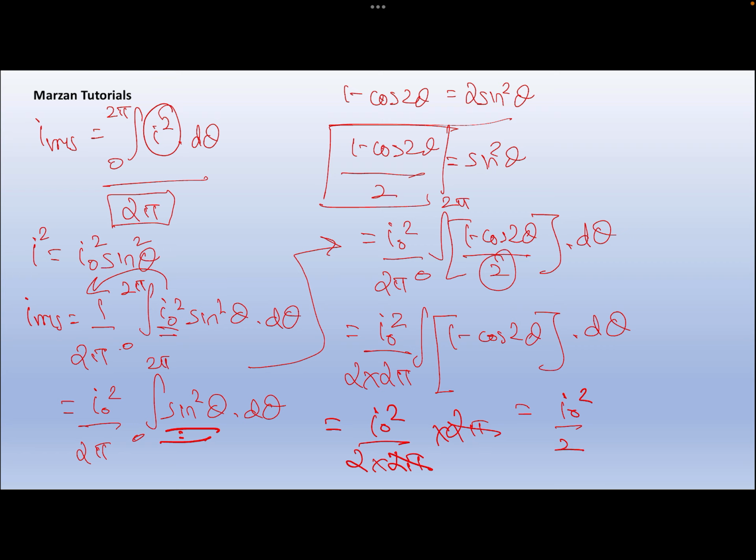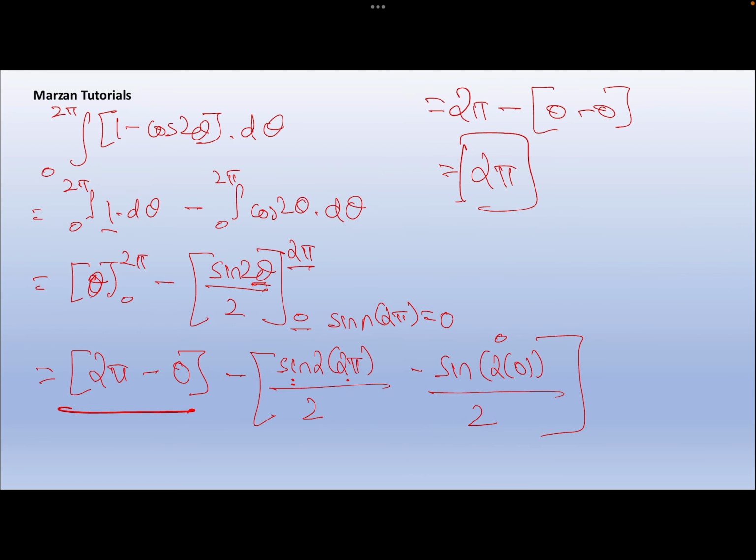So hence I will say that I r.m.s square is equal to I0 square upon 2. Taking square root on both the sides, it will become I r.m.s is equal to I0 upon root 2. I have got this equation by taking square root from this equation. Understood? Fine. Now I can say that 1 upon root 2 is equal to 0.707.